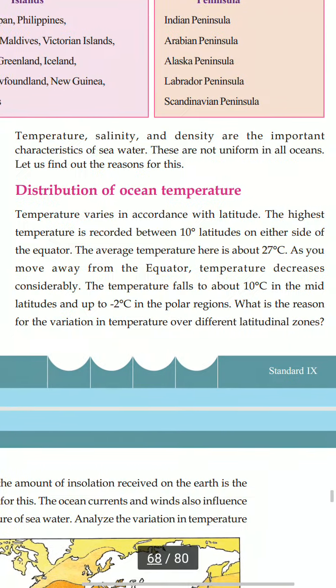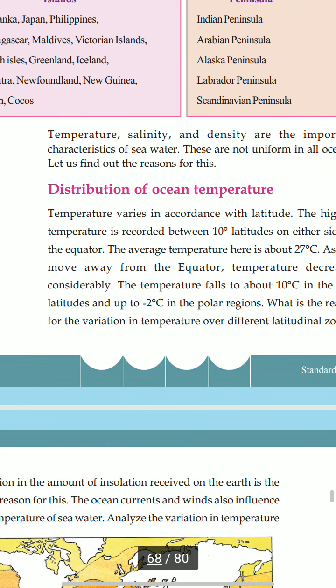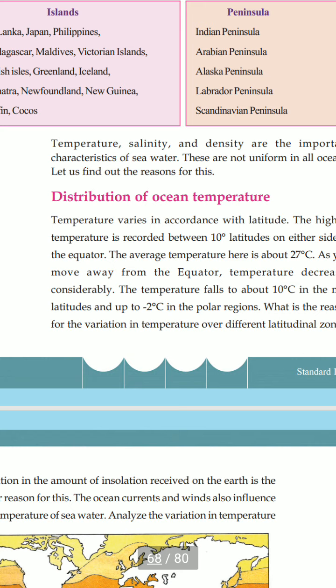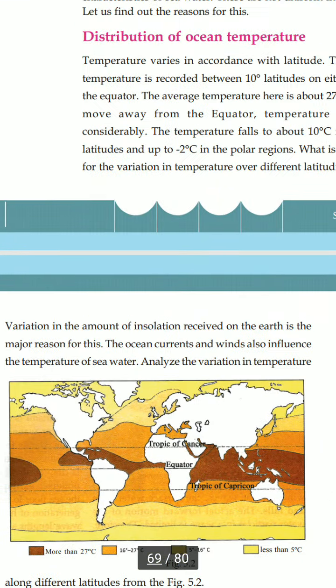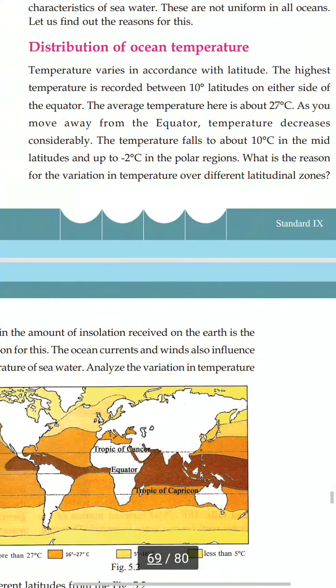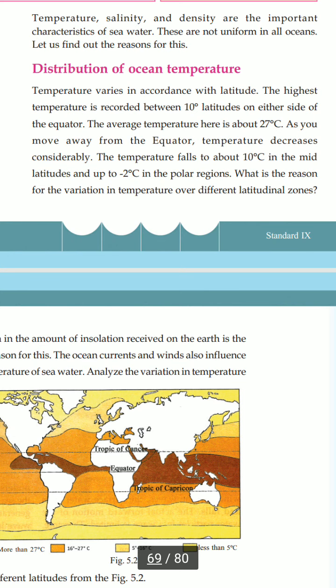The temperature falls to about 10 degrees in the mid latitudes and up to -2 degrees in the polar regions. These are the North Polar and South Polar regions. What is the reason for the variation in temperature over different latitudinal zones? What might be the reason?